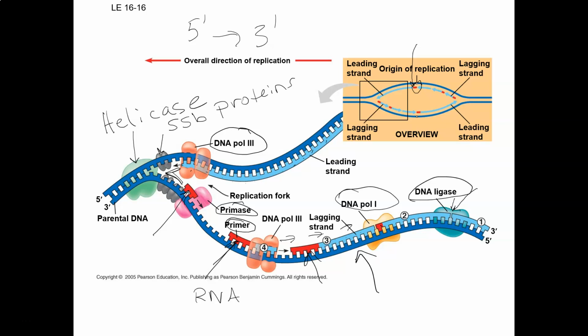So that's the lagging strand. And once again, it's complicated mainly because the DNA polymerase 3 can only add to the 3' end of either the primer or the growing nucleotide DNA chain.